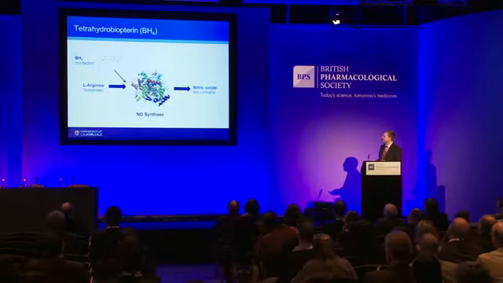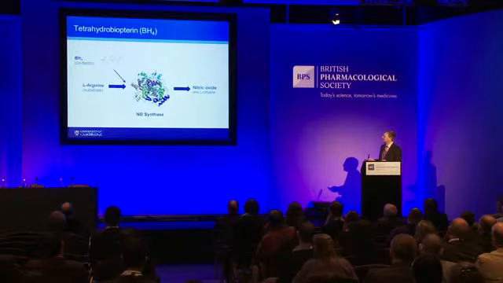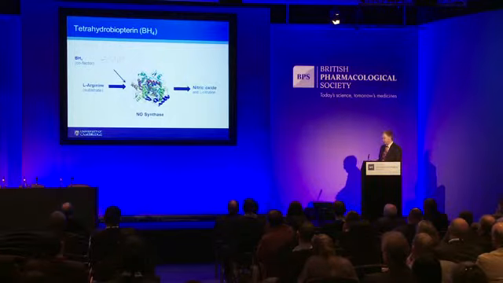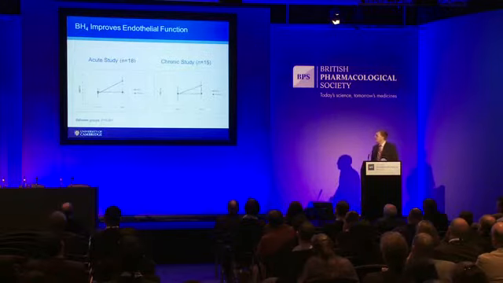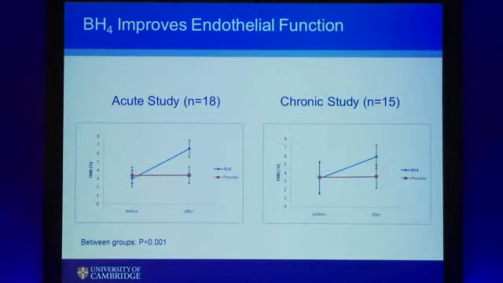This is a cofactor for nitric oxide synthase. And there's a lot of evidence that in inflammation, you get uncoupling of NOS, and that NOS starts making free radicals rather than nitric oxide, and that you can recouple that by giving BH4. So we performed both an acute and chronic study in rheumatoid patients looking at the effect of supplementing them with BH4. This was a single dose, and this was over about a week. And these are data that I presented to the Society last year.